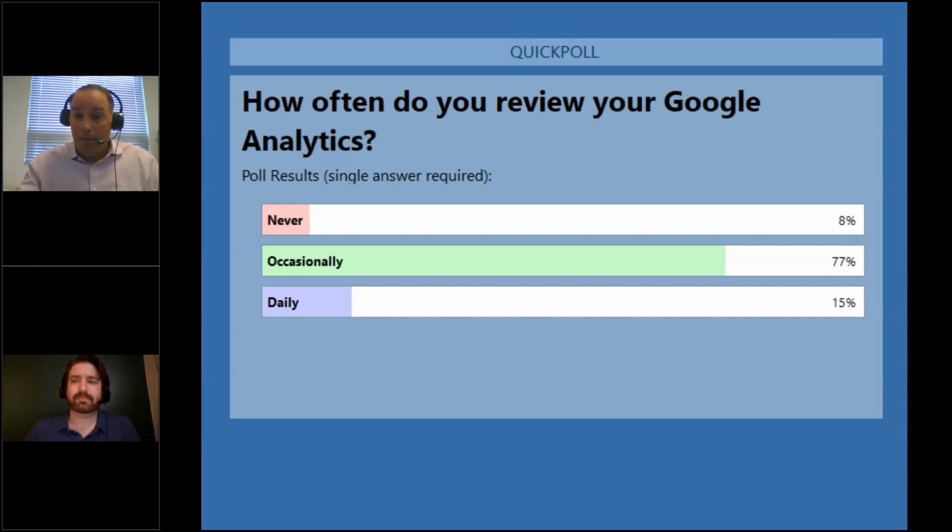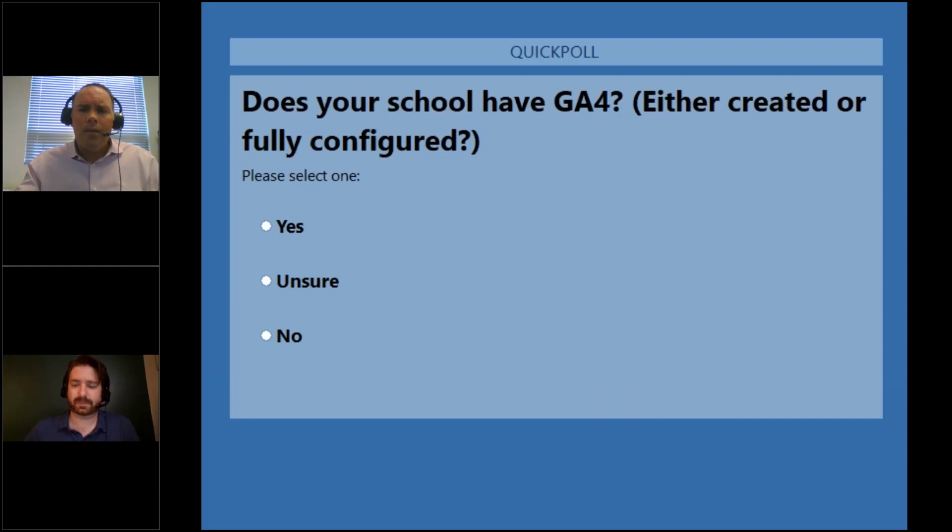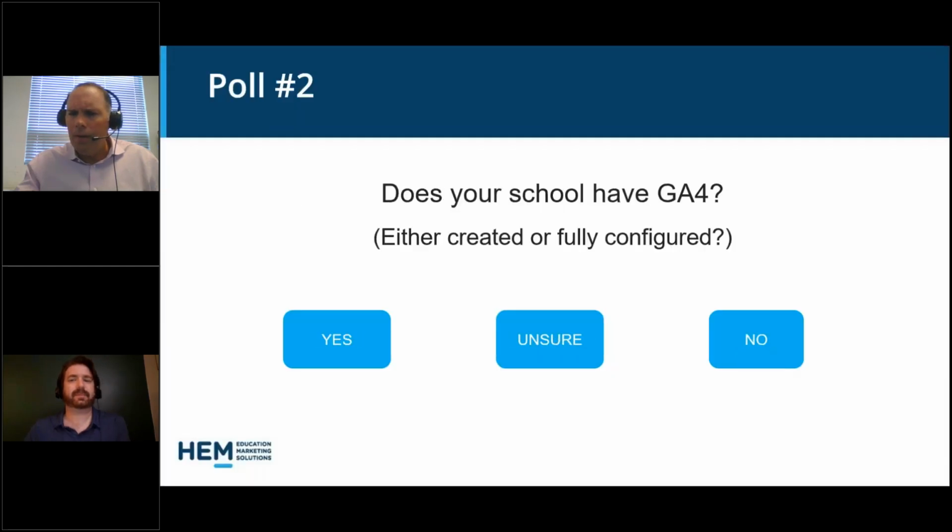So that's good. The next poll we wanted to run is, do you actually have a GA4 property either created or fully configured? I'll give you some time to answer. Okay, I think we're good here. I'm going to close the poll in a moment and share the results.